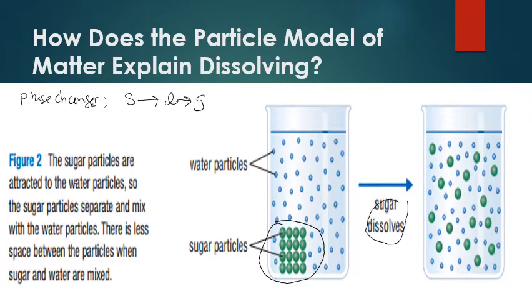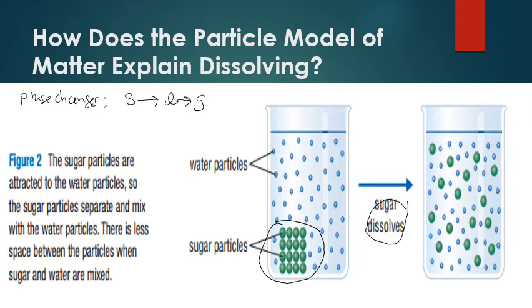When sugar dissolves, so when you're going from this to here, as the sugar dissolves, the sugar molecules or the sugar particles separate and they start to mix with the water particles, which is happening in this diagram here. Okay? The model here is showing you how the sugar particles dissolve in water particles.